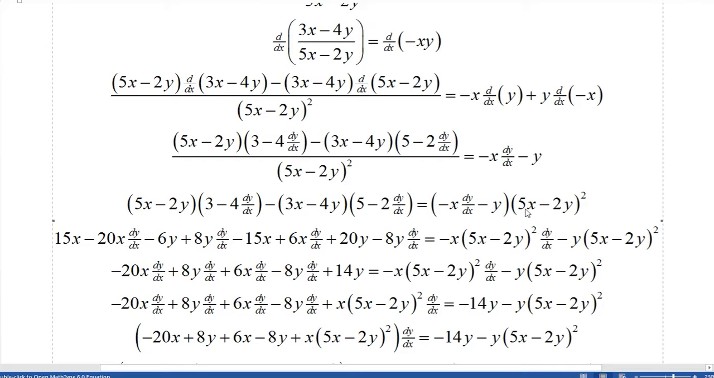And over here, I distributed this square times each one of these. So it's negative x times (5x minus 2y) squared times dy over dx, minus y times this same factor.